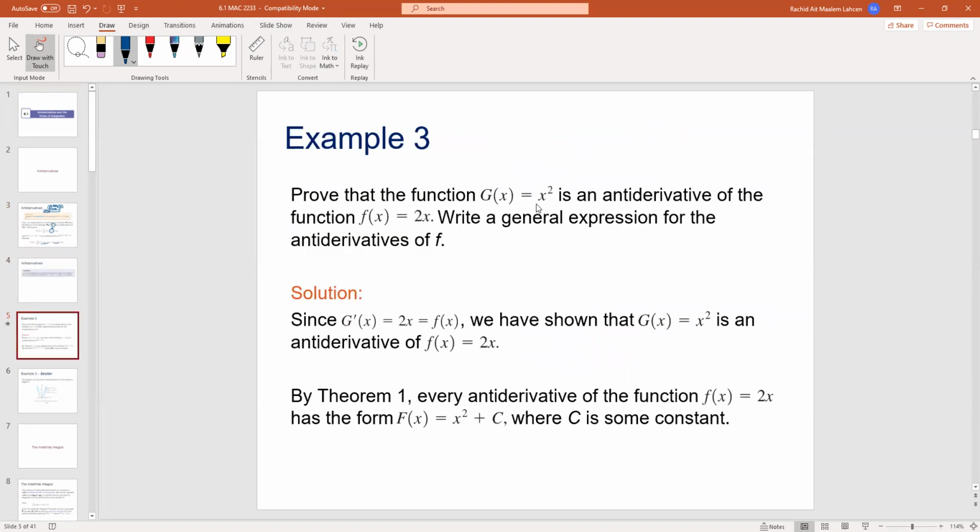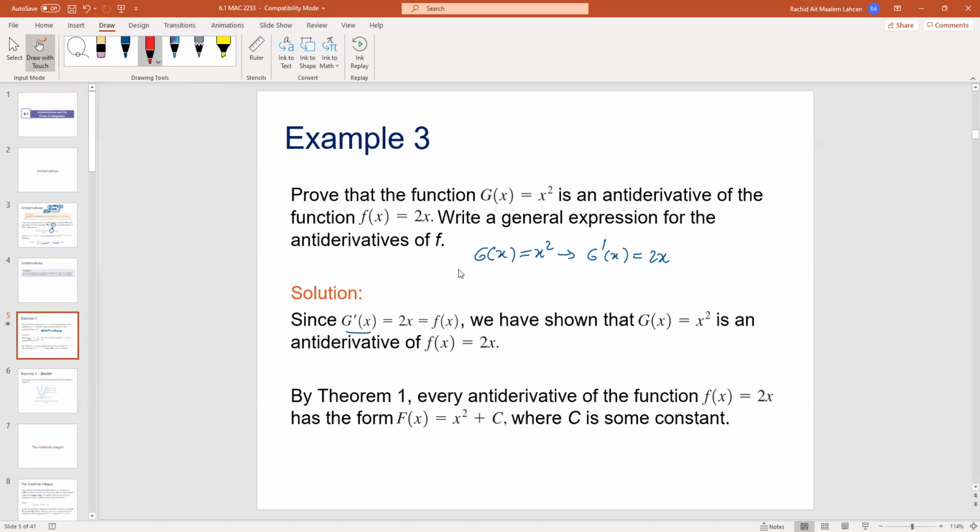So let's take the example of x squared. It is an antiderivative of 2x. Why? If you take g prime, you're going to find 2x. So g of x is x squared. If you do g prime of x, you're going to find 2x, right? But as I mentioned, to reverse it, there are many functions that will give 2x. Let's explain it this way.